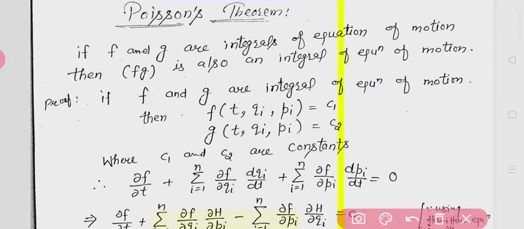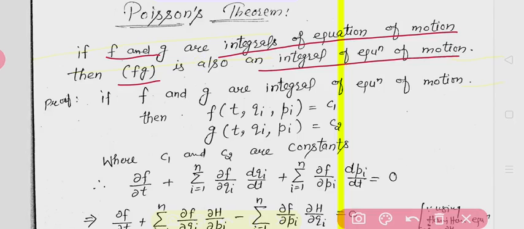So what is the statement? If f and g are integrals of the equation of motion, then the Poisson bracket of f, g is also an integral of the equation of motion. So that will be the statement. That means what is given here: f and g are integrals of the equation of motion.